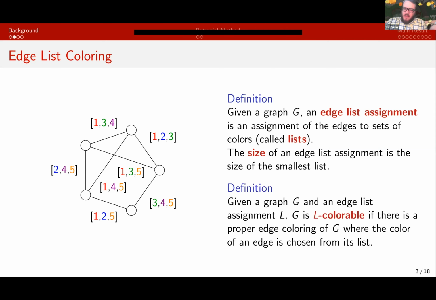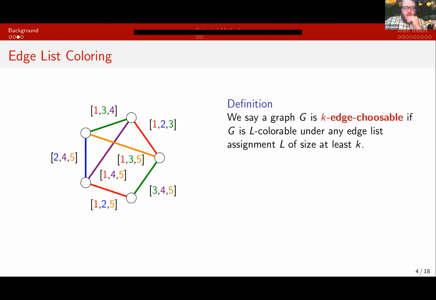If we have a particular list assignment L, then the graph is L colorable if we can give the graph a proper coloring where the colors are picked from those lists, those restrictions. And so this particular graph with this particular list assignment is colorable. If you look at this picture for a little bit, you can see that all of these colors have been chosen from the list for that edge, and the coloring is proper.